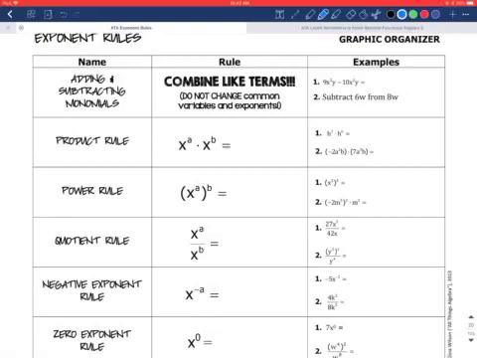All right, good morning, guys. This is our Exponent Rules graphic organizer. A lot of you guys have already done Exponent Rules.